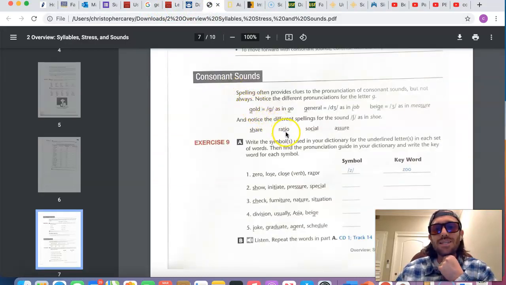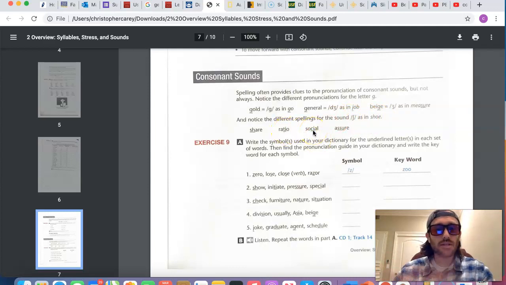The TI combination, ratio, or CI, social, or SSU, assure. In addition to the traditional SH combination, this consonant sound, the sh, as in shoe, can appear in a variety of different spelling combinations as well.